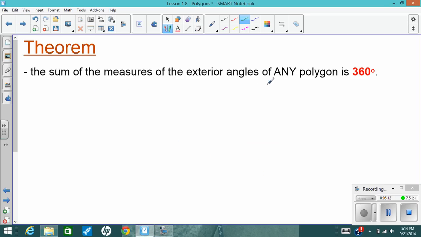Here we have a theorem. It doesn't have a formula like the last couple formulas, but you should know that the sum of the measures of the exterior angles of any polygon, if you added them all together, they always, and that's why I put it in red and bold here, and I'm underlining it, always add up to 360 degrees.